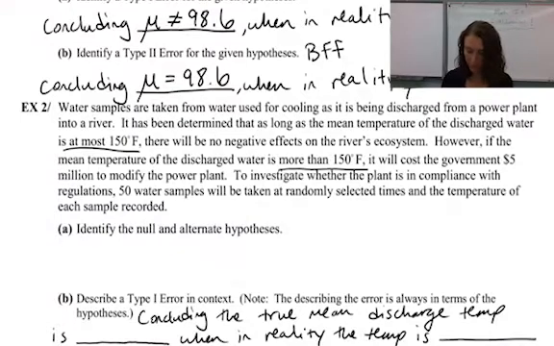To investigate whether the plant is in compliance with regulations, 50 water samples will be taken at randomly selected times, so that's good, and the temperature of each sample will be recorded.